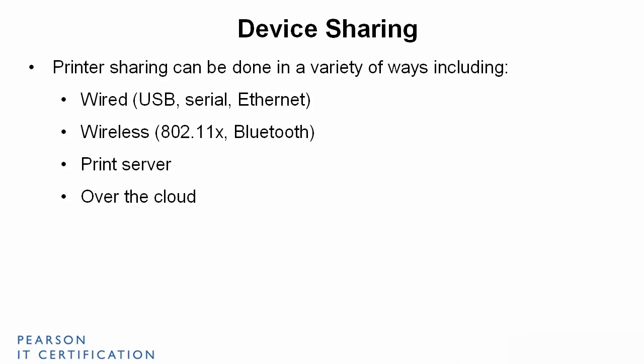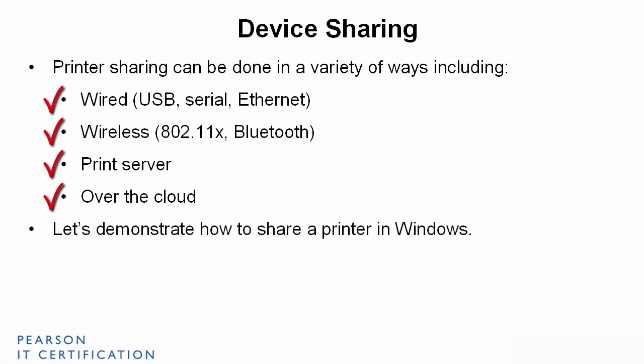We're going to talk more about the networking side of things in the next module, so we're going to lay off that a little bit now, but you should know some of the ways it can be done. Wired options like USB and Ethernet, wireless such as 802.11n or ac for your PCs and laptops, and possibly Bluetooth for your mobile devices. A print server that connects to the network or is built into your router, and over the cloud in a variety of ways. So let's demonstrate how to share a printer in Windows.